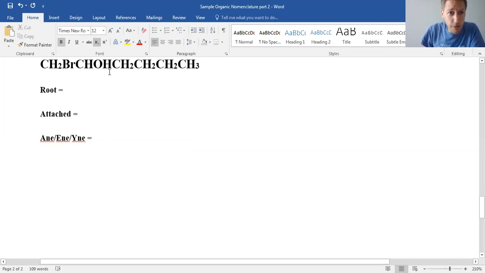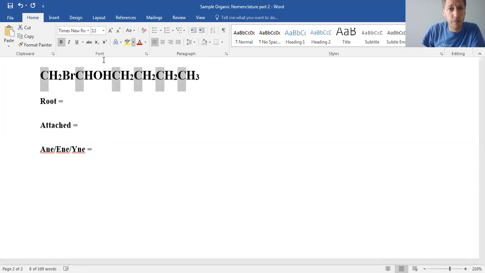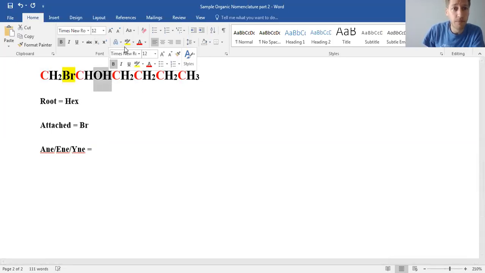We've got to watch out, we have some OHs too. That's great. So we have a carbon, carbon, carbon, carbon, carbon, carbon. How many did we count there? 1, 2, 3, 4, 5, 6. All right, our root is still hex. What do we have that are attached? We have a Br attached, bromine attached right there. We have an OH here.